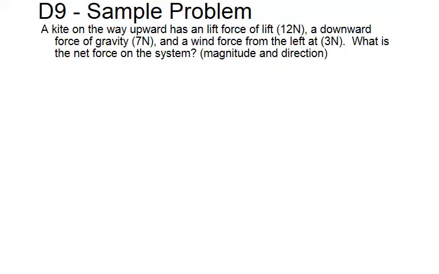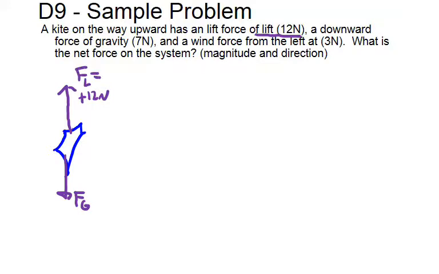Okay, for the next one, we're going to look at a kite that has an upward force. So let's go ahead and draw a kite, and we can draw the forces on the kite. We have a lift force of 12 newtons, and we have a force of gravity of 7 newtons. We should really list these as variables, so force of lift, force of gravity.